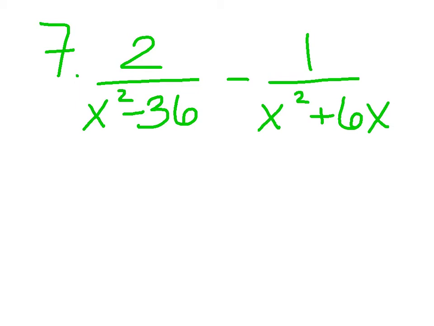Okay, just 2 left. Make sure we're taking good notes here. All right, number 7. I've got 2 over x squared minus 36 minus 1 over x squared plus 6x. So again, right off the bat, I'm changing this negative to a positive and making this guy negative after it.